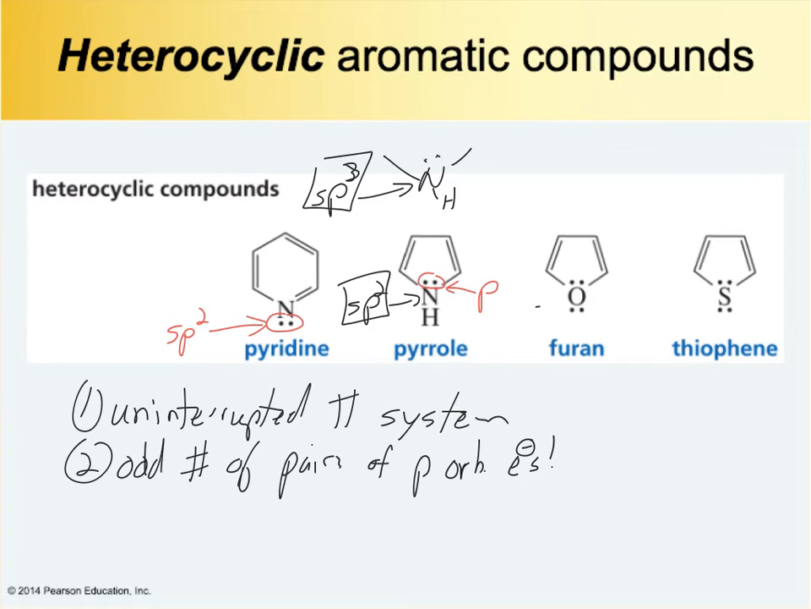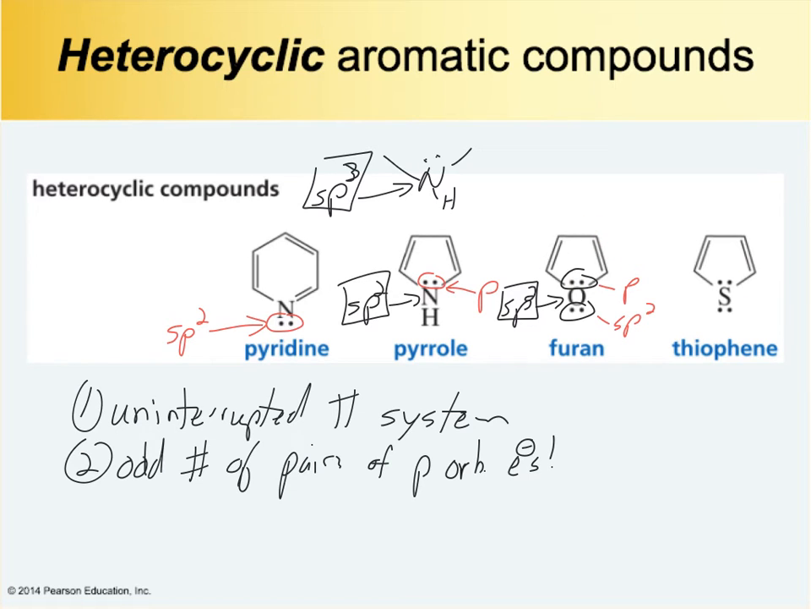Similar case over here with oxygen. It's going to choose to be sp2 hybridized. And one of these lone pairs is going to be in a p orbital, and one is going to be in an sp2 orbital. So one is part of the pi system. This one's part of the pi system. This one's not. But again, 1, 2, 3, so that makes this aromatic.